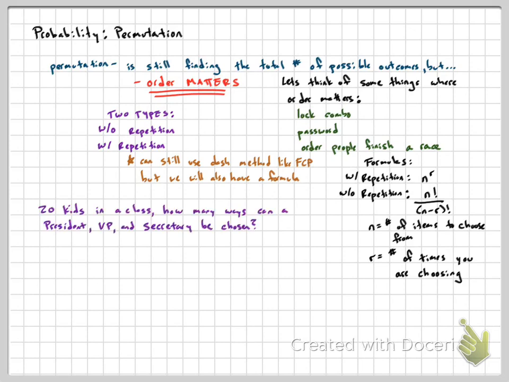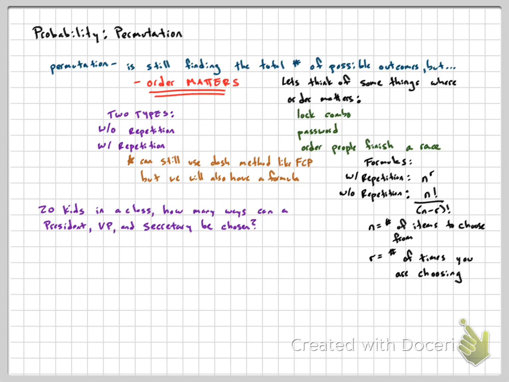So let's look at this first one. It says 20 kids in a class. How many ways can the 20 kids be, there be one president, one vice president, and one secretary. So what does that mean? Out of all the 20 kids, any one of them could be president. Okay, but once that person's president, they can't be vice president anymore. Once the person's a vice president, they can't be the secretary.